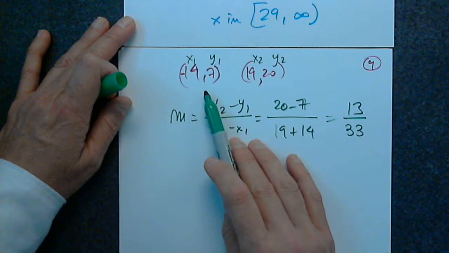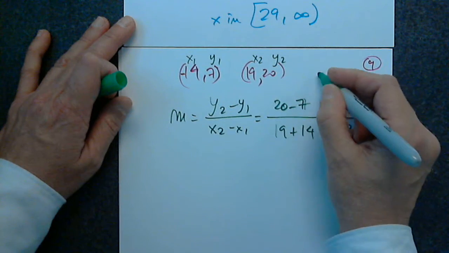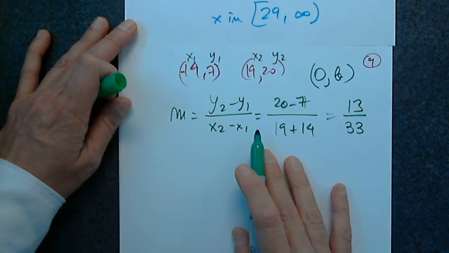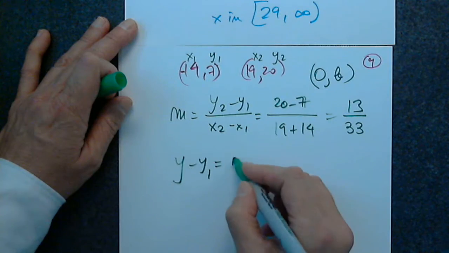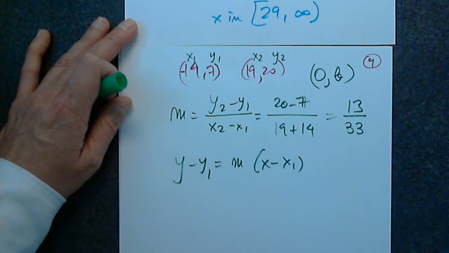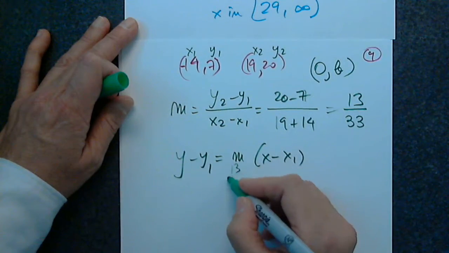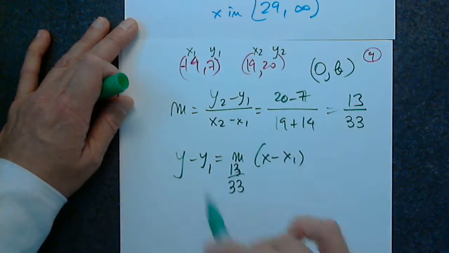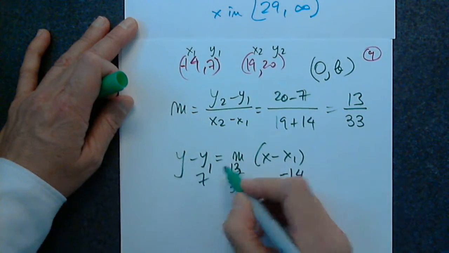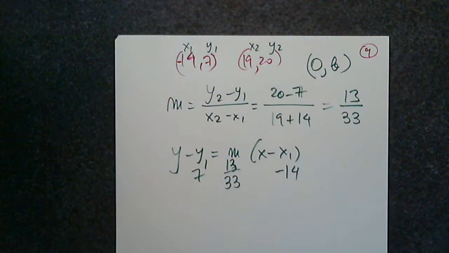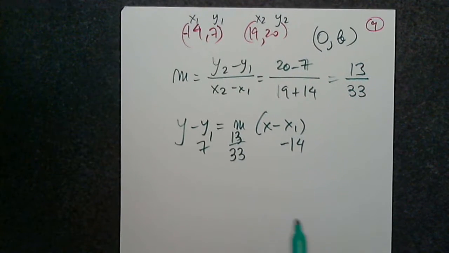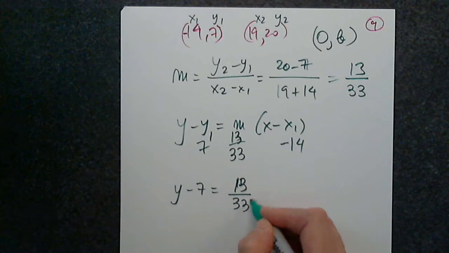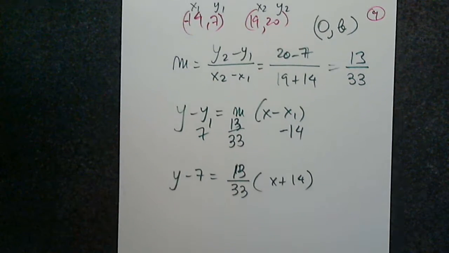None of the points you gave me is the y-intercept. The y-intercept has to be 0, comma, a number. But none of them is. So I will have to use y minus y1 equals the slope times x minus x1, in which the slope is 13 over 33. And you choose any point you want. Well, I prefer the first one, negative 14 and 7. It doesn't matter, the equation will be the same. So then y minus 7 equals 13 divided by 33 times x plus 14.